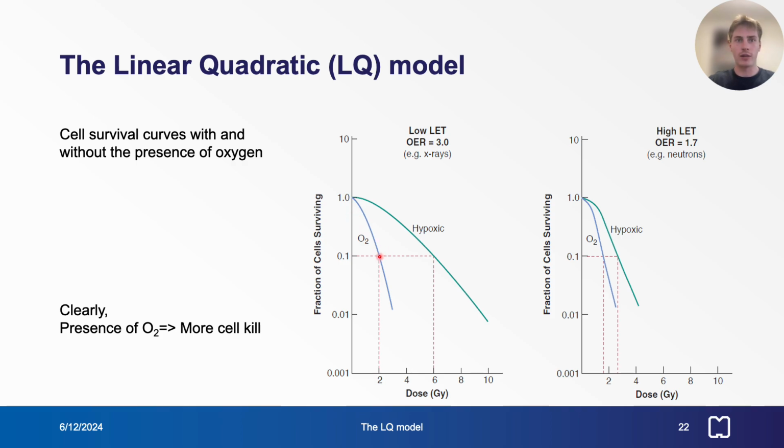or higher cell kill. The other thing that we can infer from these plots is that higher LET radiation types are less affected by the presence of oxygen. So here again, for the 2 gray, there's a smaller gap between the hypoxic and oxygen curves.